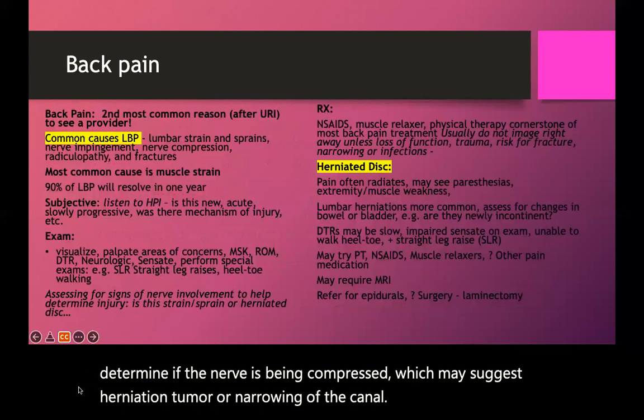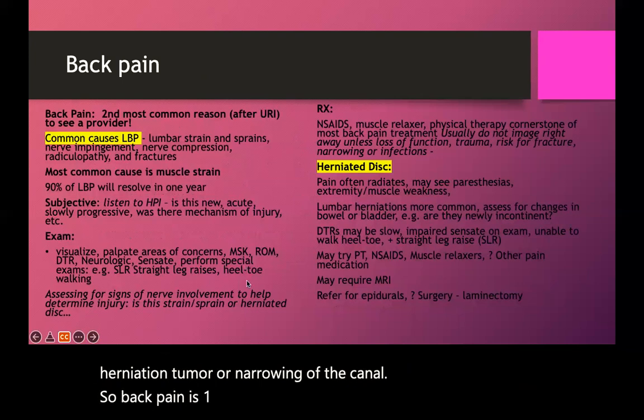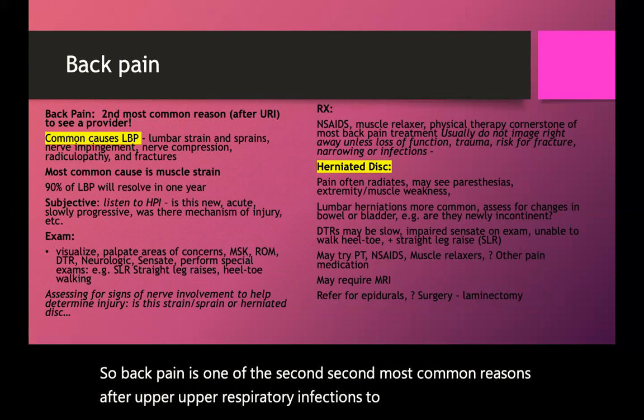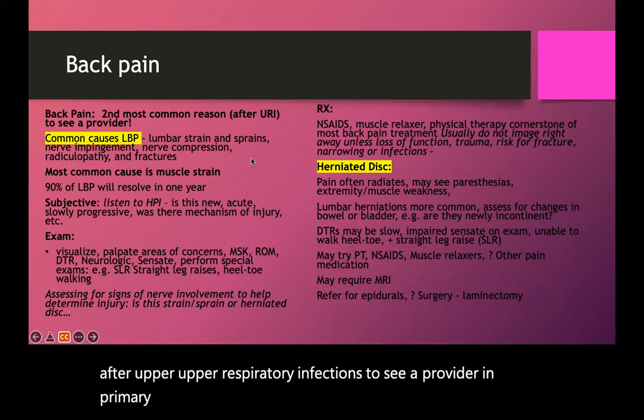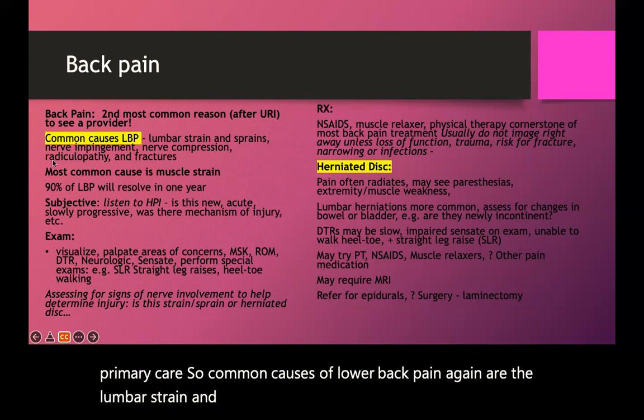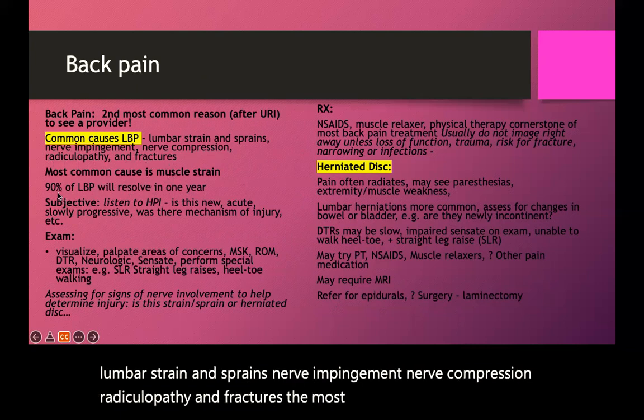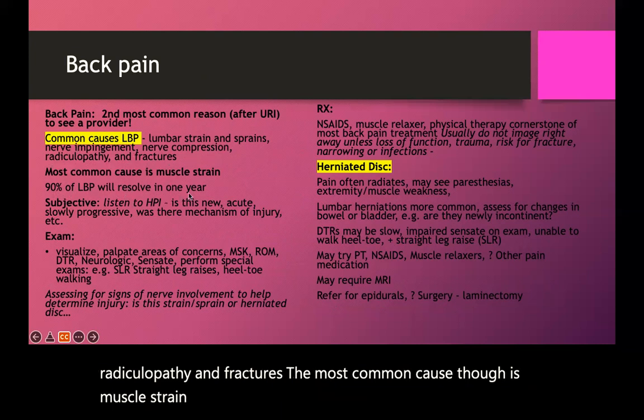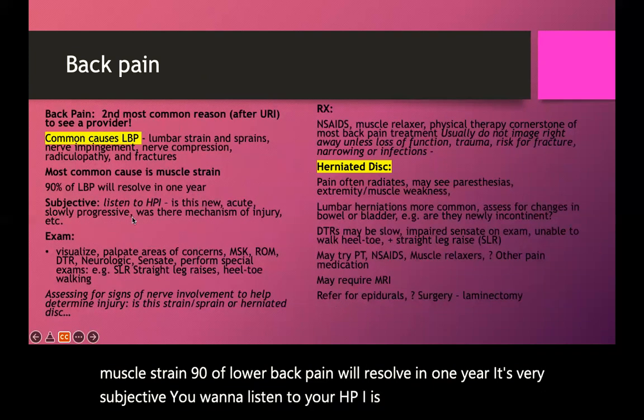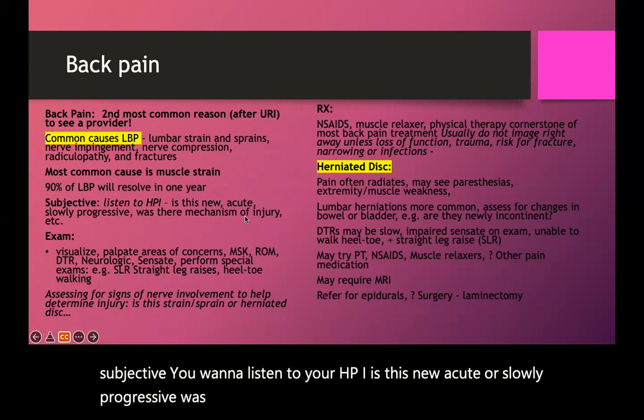Okay, so back pain is the second most common reason after upper respiratory infections to see a provider in primary care. So common causes of lower back pain, again, are the lumbar strain and sprains, nerve impingement, nerve compression, radiculopathy, and fractures. The most common cause, though, is muscle strain. 90% of lower back pain will resolve in 1 year. It's very subjective. You want to listen to your HPI. Is this new, acute, or slowly progressive? Was there a mechanism of injury? Like, how did this happen? These are the things you want to find out.